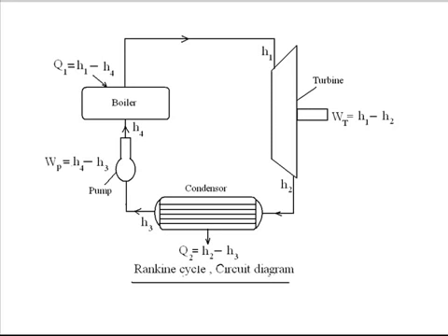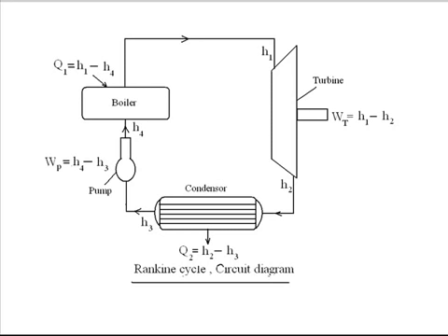Similarly, in case we want to know how much heat is lost by the condenser, we know that steam is entering the condenser with enthalpy H2 and coming out with enthalpy H3. Since some amount of heat is lost by the steam, definitely H3 will be less than H2. So the specific heat lost from the condenser will be the difference between the enthalpy at the two ends, that is H2 minus H3.